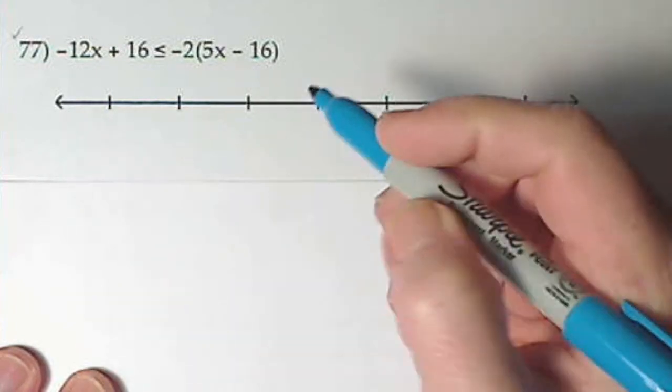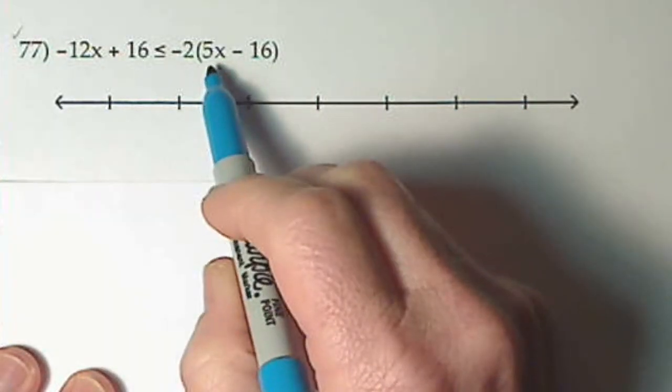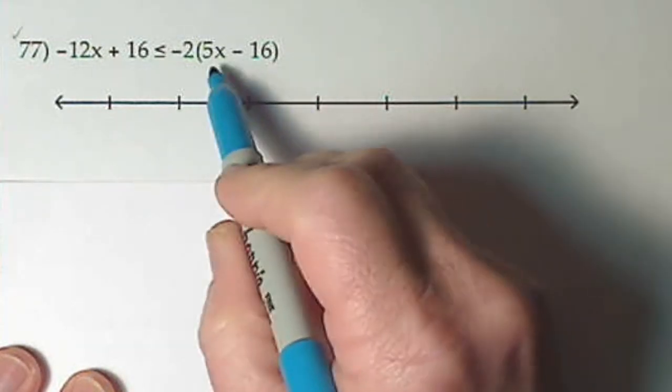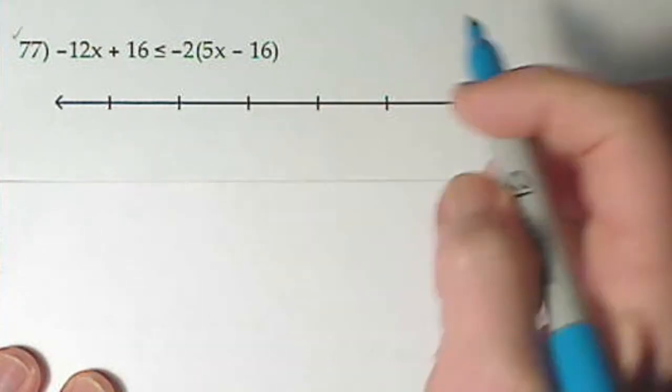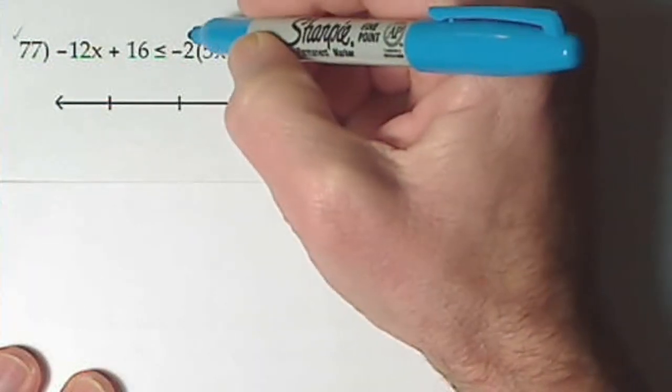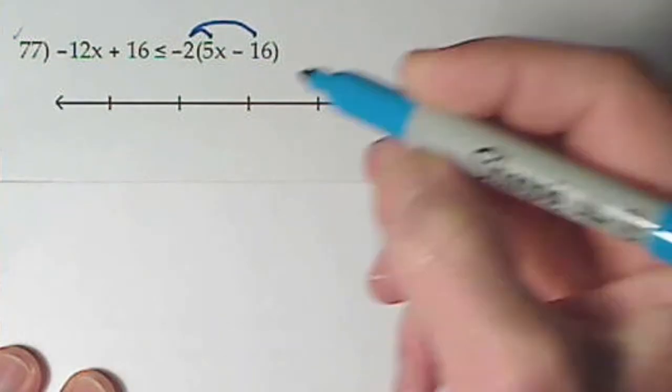So I need to get x by itself. I have x on each side. So I need to either get rid of the 5x or get rid of the negative 12x. But I cannot get rid of this stuff with it trapped inside the parentheses here. I have to get rid of the parentheses by distributing the negative 2 to each term.